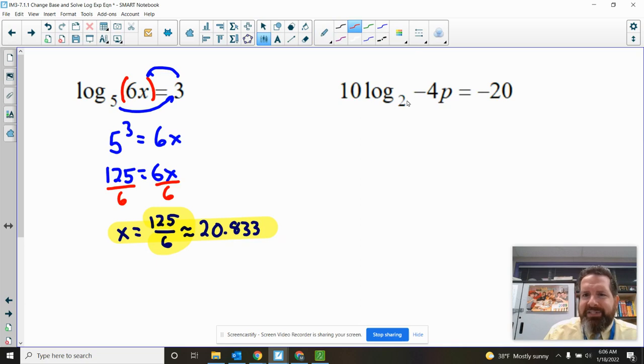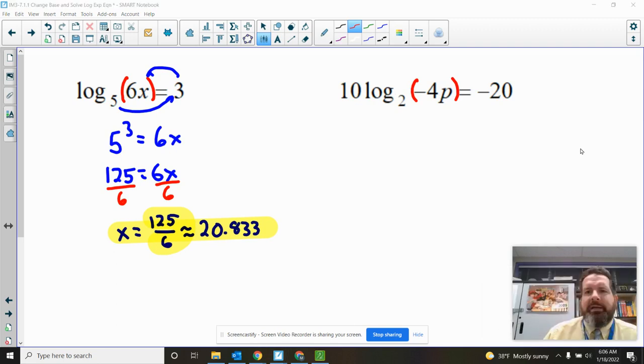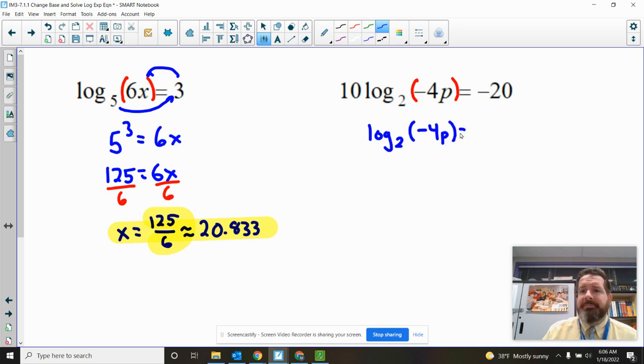Just to make it a little easier to see what's going on. Again, when there's no parentheses, it's that term that is immediately after. So a coefficient and variable, that's a term. So the log is not isolated. It's got this 10 in front. So a division by 10 first. So log base 2 of negative 4p is negative 2. Now you're ready to switch to your log form. So 2 to the power of negative 2 equals negative 4p.